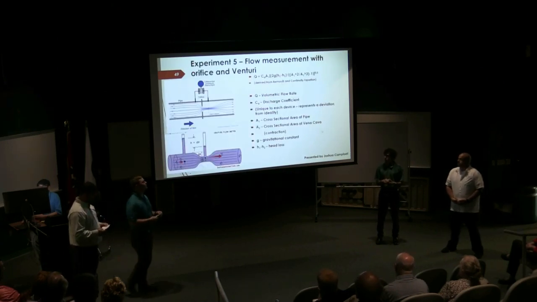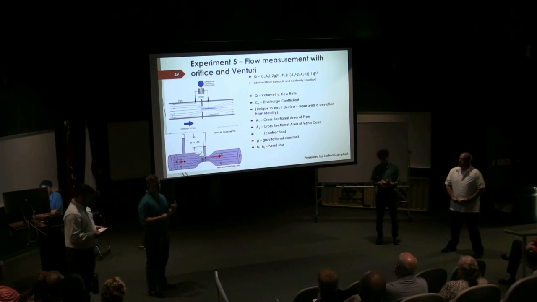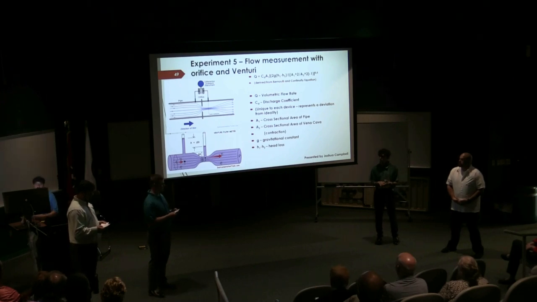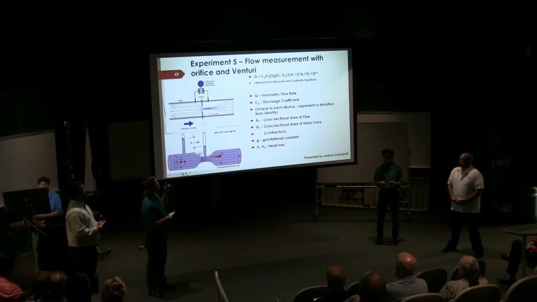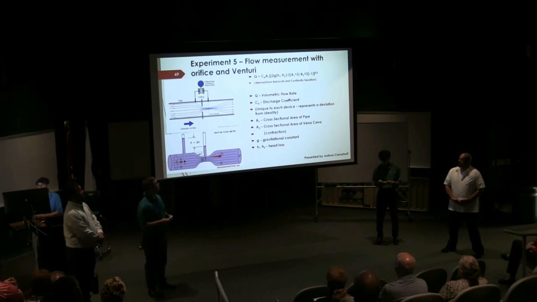So moving on to experiment 5, we actually tested some flow measuring devices. More specifically, the venturi tube and the orifice plate, for which the schematics are right here, as well as the governing equation for the flow.